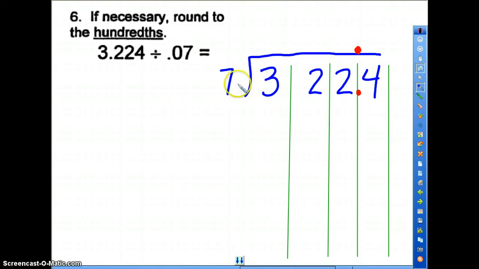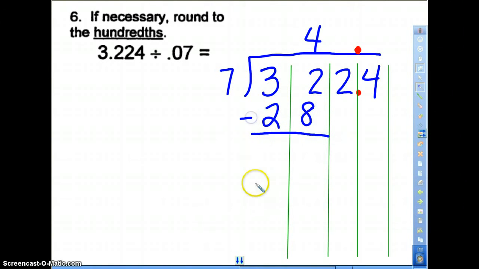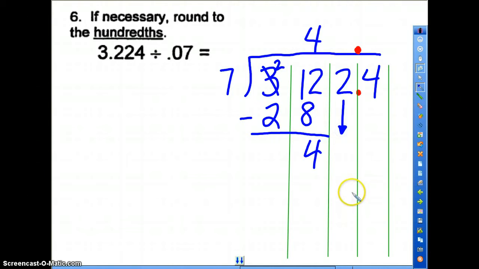Okay, so let's start dividing. 7 doesn't divide into 3. How many times does 7 go into 32? Yeah, it goes in there 4 times. See, I'm keeping everything nice and lined up. 7 times 4 is 28. Subtract. Okay, I'm going to have to borrow. All right. Now, smart people put in those little arrows and the lines so they know where they're at.